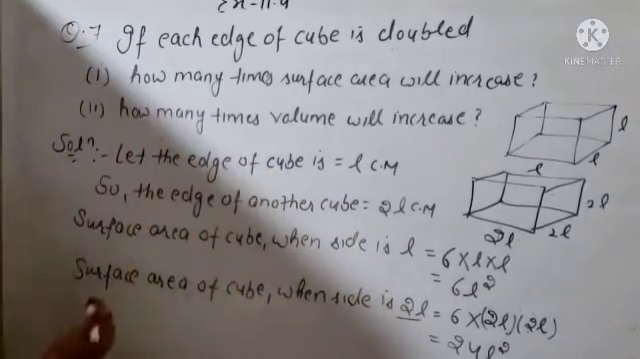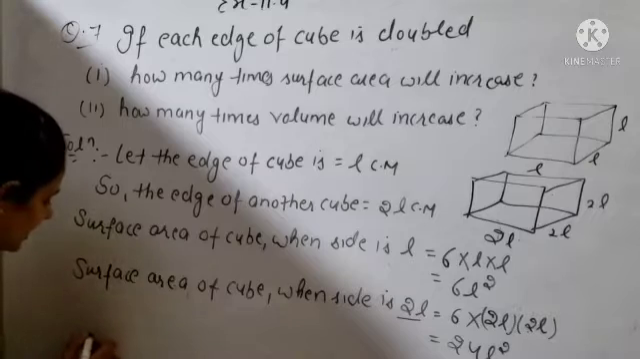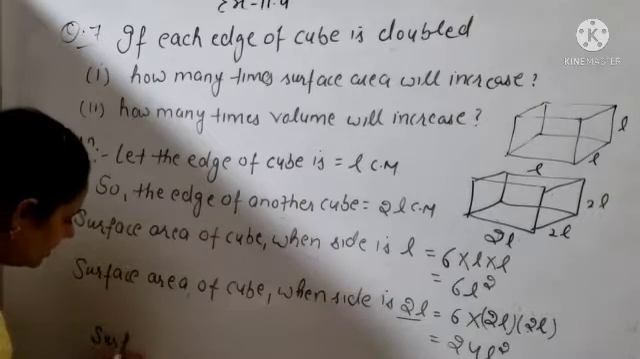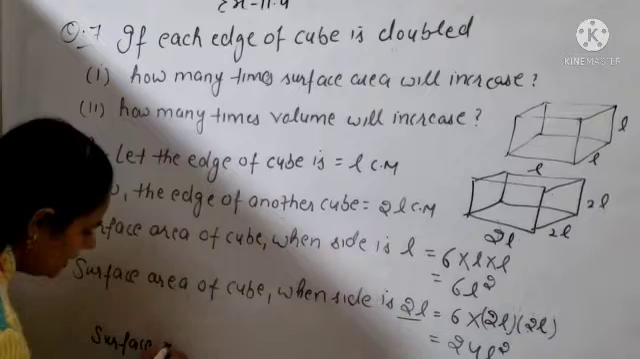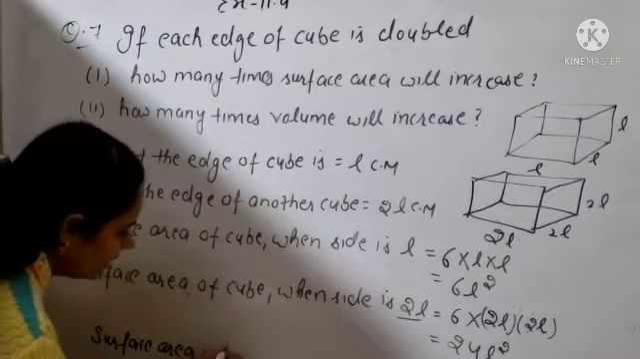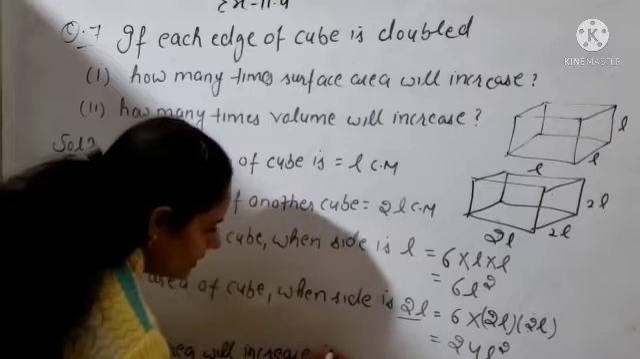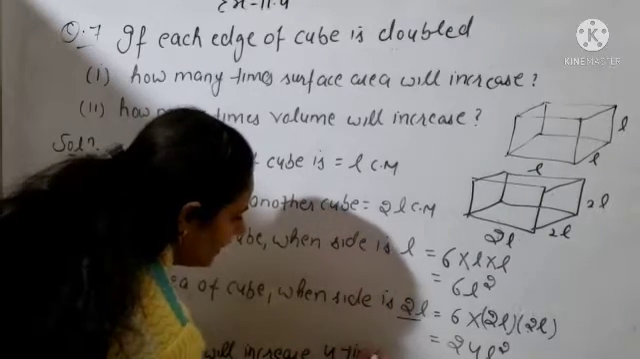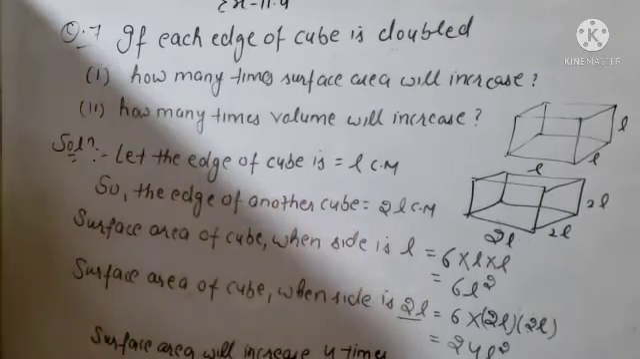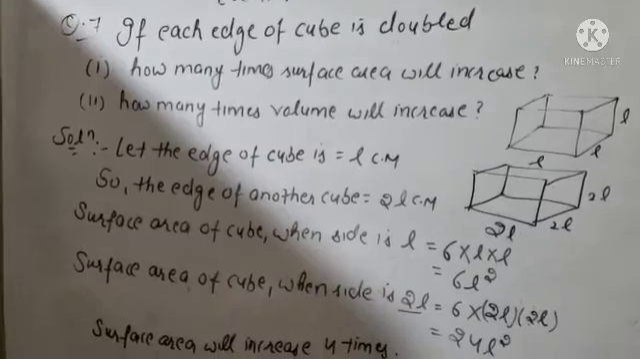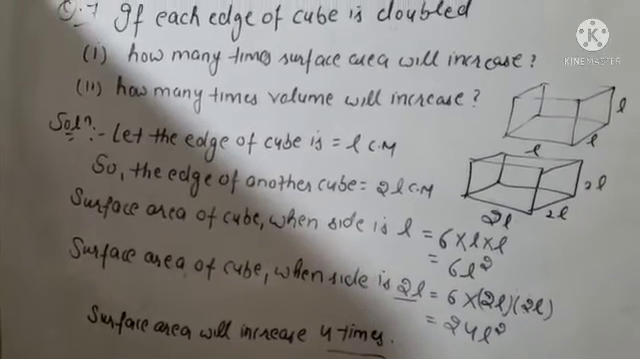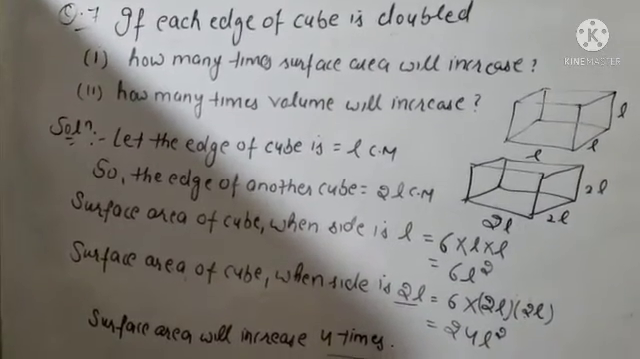So you can say how many times the surface area will increase. So you can say the surface area will increase 4 times. How many times will it increase? 4 times. Is it clear? So this was your first part. First of all, what will you do? Surface area will increase how many times? So you can say it will be 4 times.